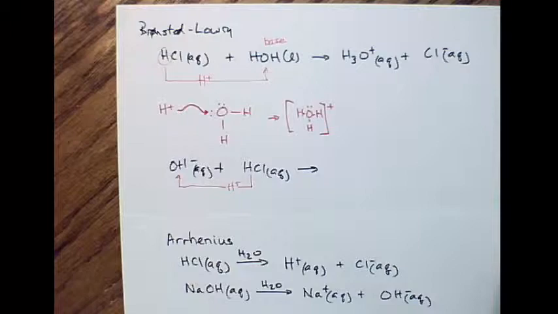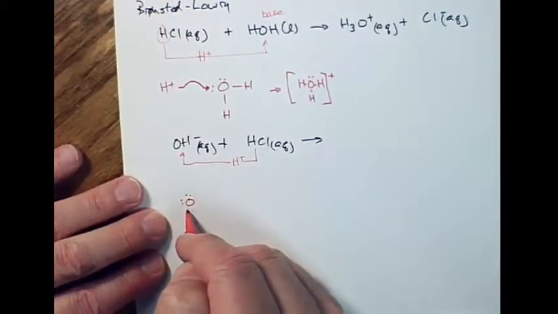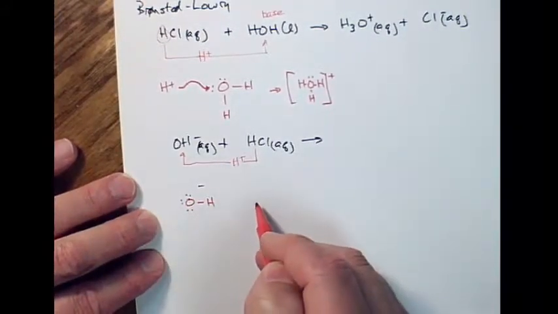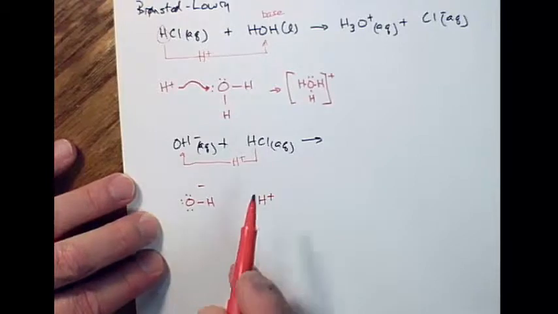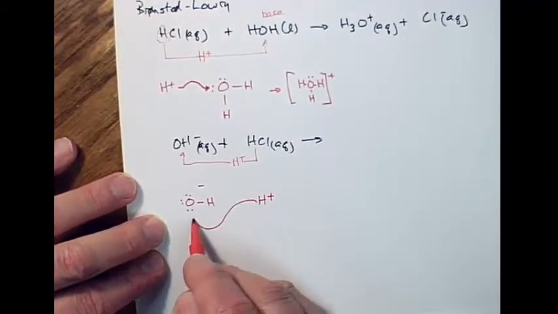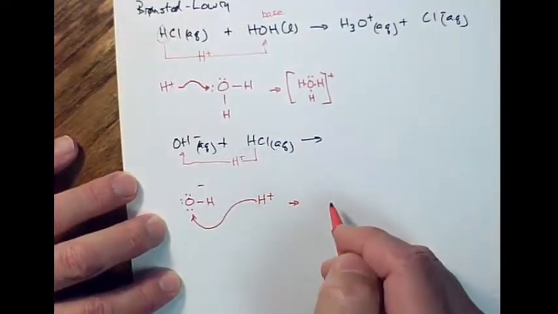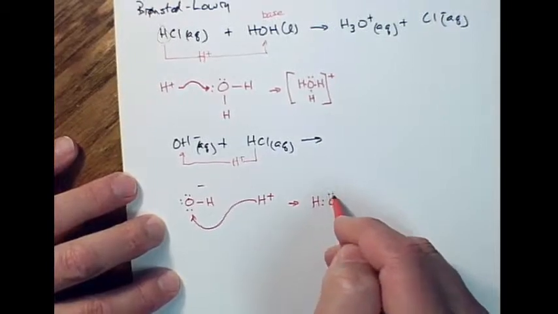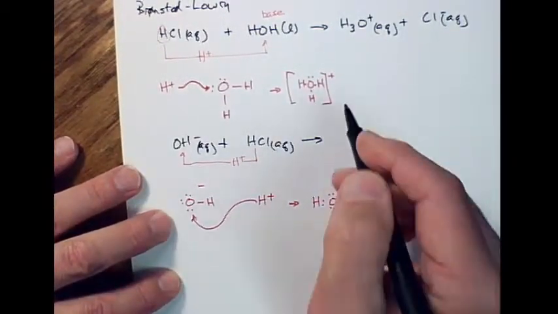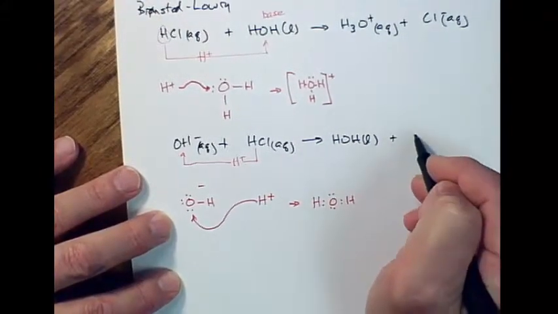And if we look at its structure, the hydroxide has 3 lone pairs of electrons and an overall negative charge. The hydrogen ion that comes from this acid here, this hydrochloric acid, wants to join up with one of those pairs of electrons. And the result is that we get water. So we have water, and we have a chloride ion.